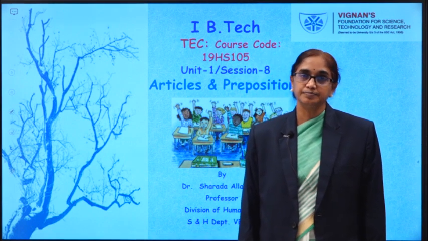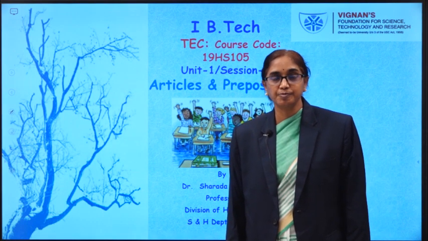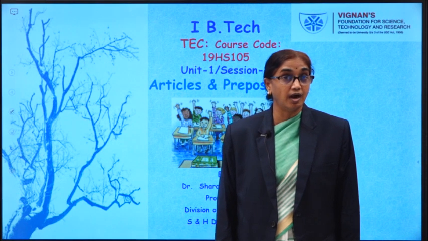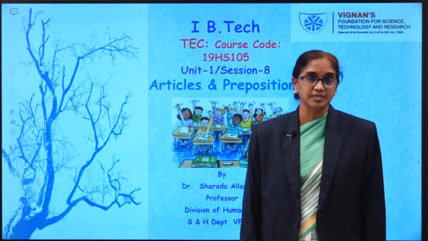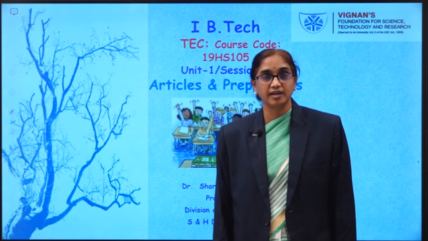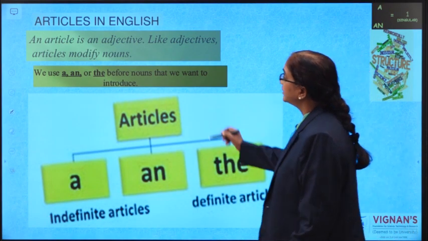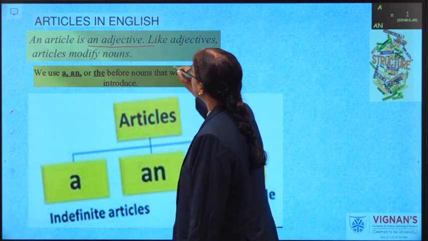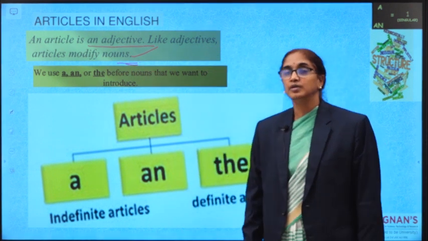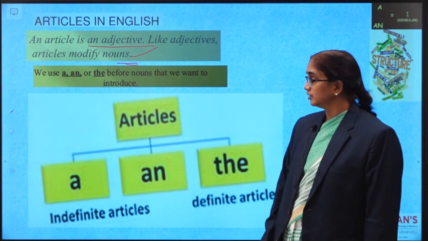So let us look at articles first. So what do we mean by articles? In fact, when you speak of parts of speech, in English there are 8 parts of speech and you don't have any separate part of speech called articles. Then what are articles? Articles are nothing but adjectives. They are also called determiners, a kind of adjective. Articles, as I was just telling you, are adjectives, and like adjectives, these articles can modify nouns. Articles, as you know, are used usually in association with a noun. So we will see the usage right now.